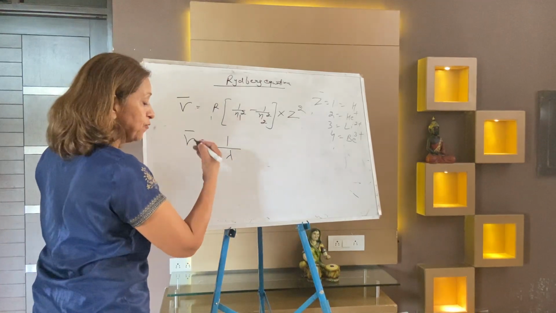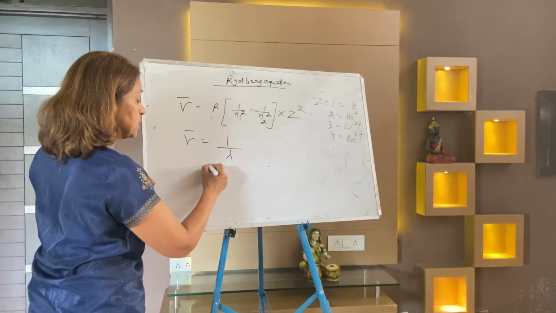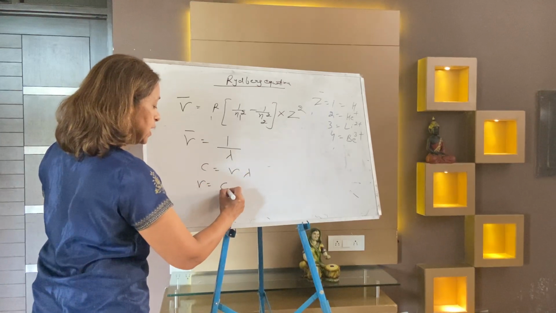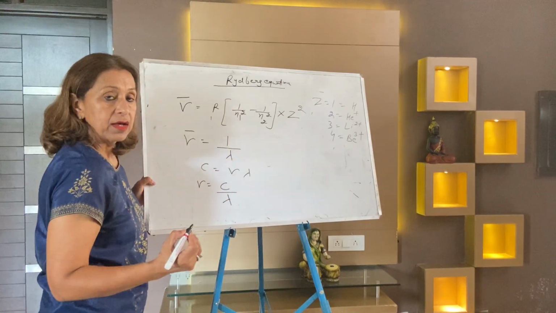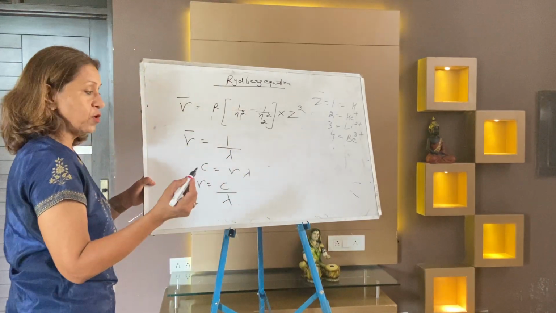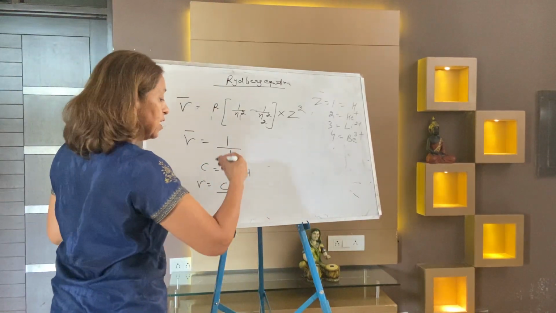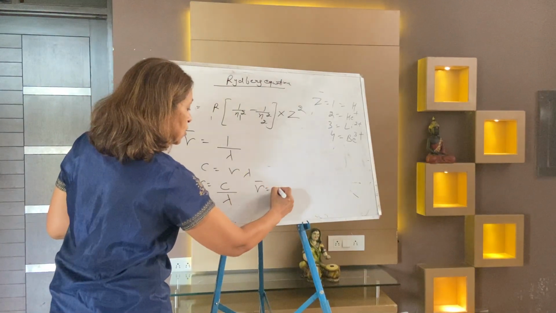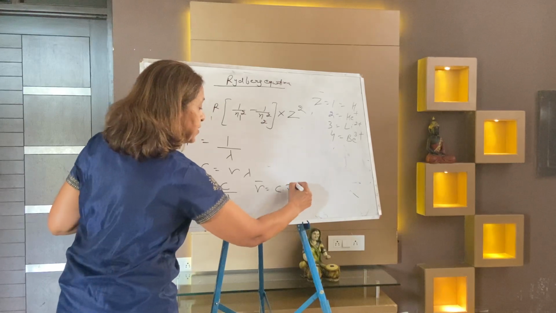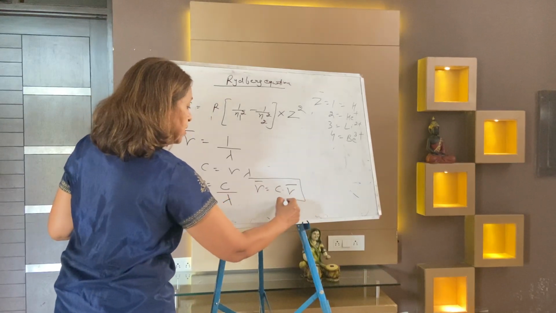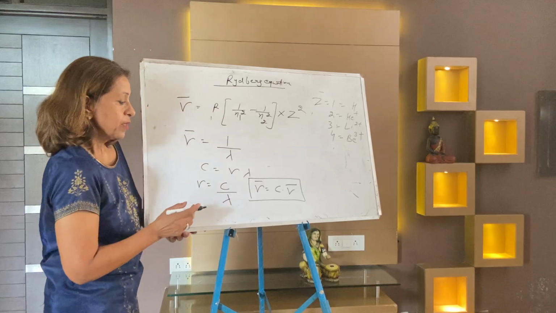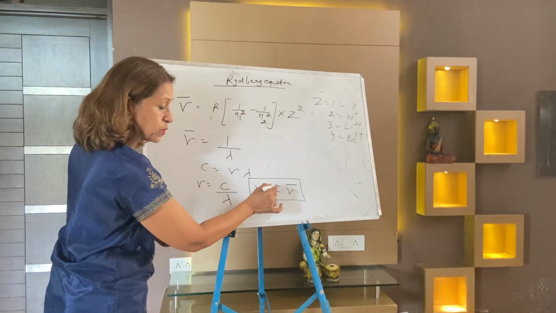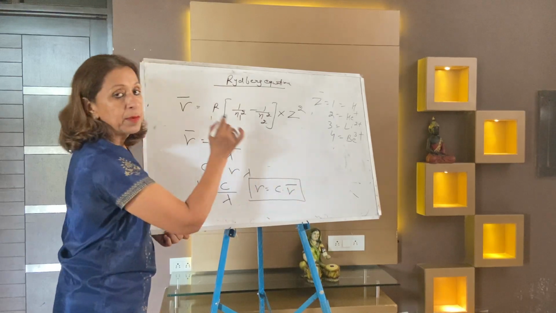And how to calculate frequency? You know, C is equal to nu lambda, and nu is equal to C by lambda. C is the velocity of light, nu is the frequency, lambda is the wavelength. So frequency is equal to C into wave number, because wave number is equal to 1 by lambda. So the answer is frequency is equal to velocity multiplied by wave number.